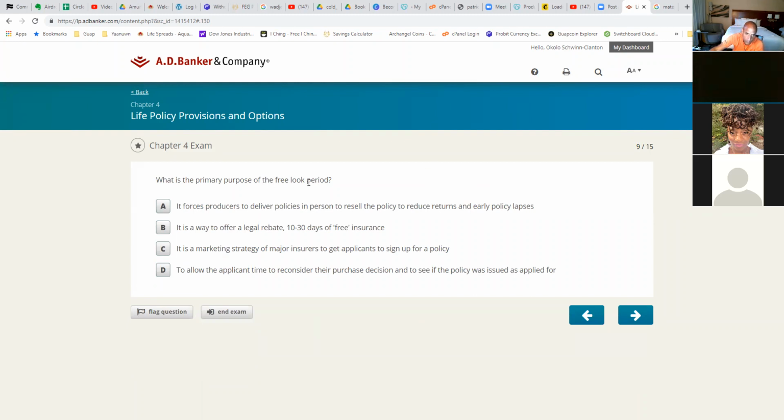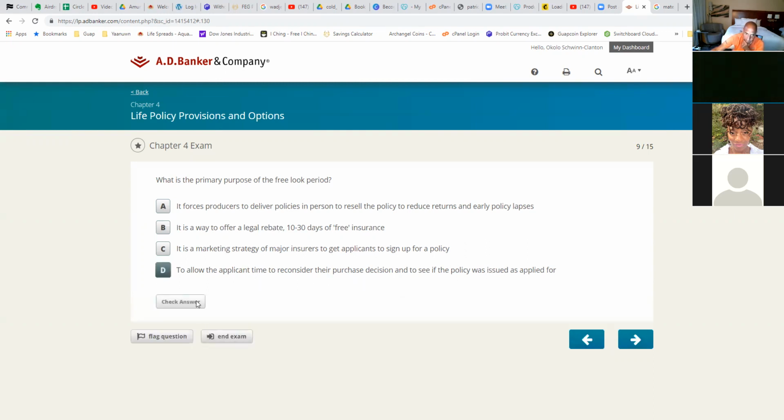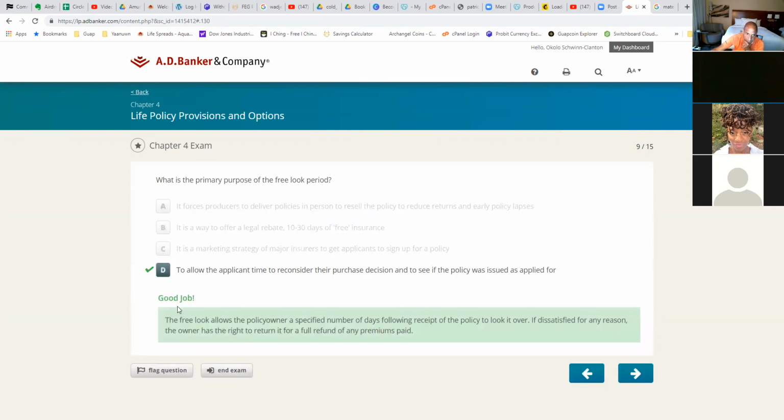What is the primary purpose of the free look period? It forces producers to deliver policies in person to resell the policy, reduce returns, and early policy lapses. Doesn't sound right. It's a way to offer a legal rebate, 10 to 30 days of free insurance. That doesn't sound right. It is a marketing strategy of major insurers to get applicants to sign up for a policy. That doesn't sound right. To allow the applicant time to reconsider their purchase decision and see if the policy was issued as applied for. So that one, to me, is pretty clear. The free look means a period of time where you're allowed to look at it for free. It doesn't mean the time period the insurance is free. It just means that at the end of that time period, typically about 30 days, if you want to get a refund, you can. Is it 30 days or 14 days?